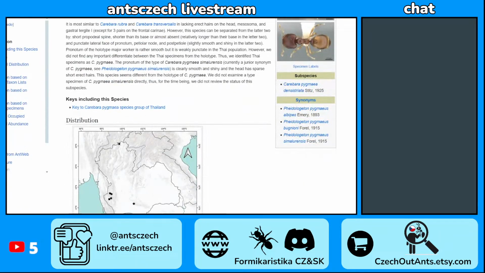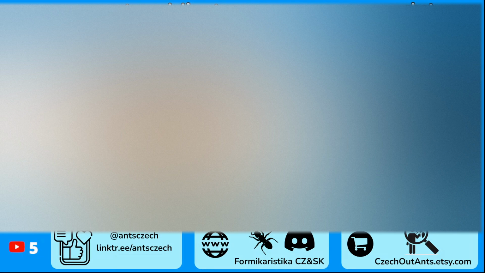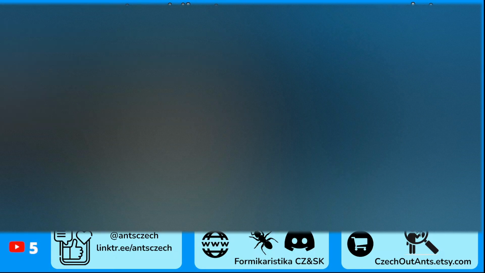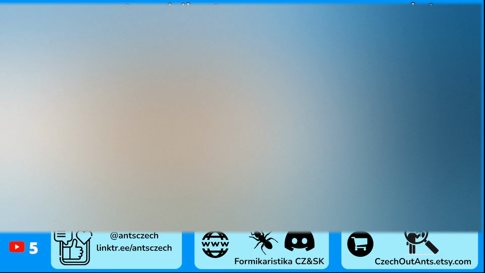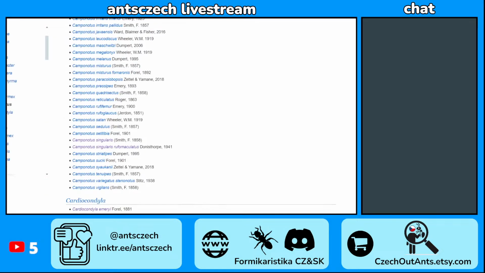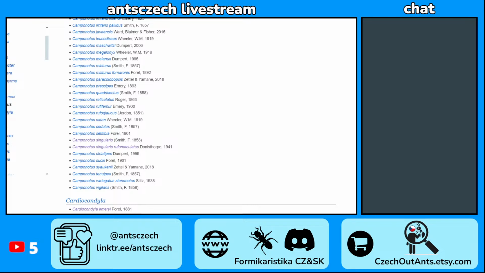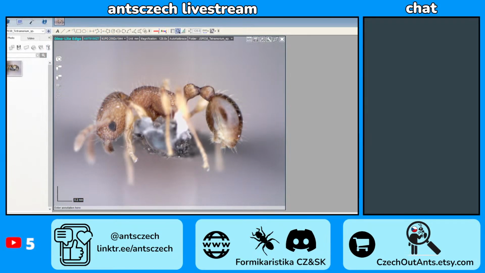I mean, I also have a pygmaea group 1, but it also looks way different. So yeah, it's like a mixture. Luckily, mine also don't want to sting. Like you have live specimens? Yeah, I have a live colony. Okay. They have massive majors. That's great.